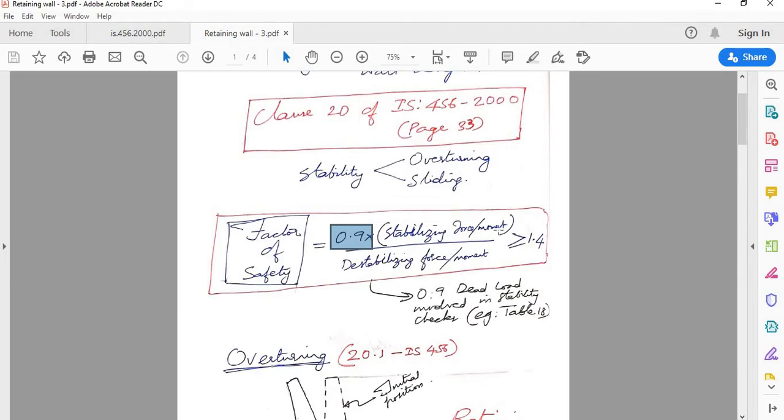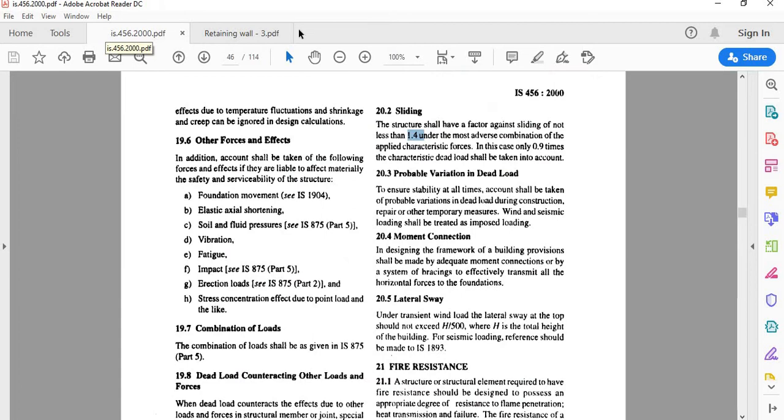Now in most cases, stabilizing force or moment constitute nothing but the self weight of the structure, right? So it's the self weight of the structure which is trying to stabilize it against the destabilizing external force. So when you are doing this stability check, you have to consider a factor of 0.9 times stabilizing force. Now this is similar to what we saw in table 18 of the IS 456 for load combination.